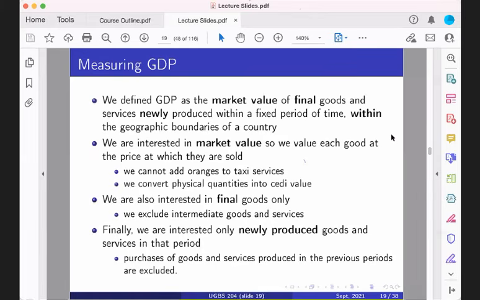Okay, so intermediate goods. Intermediate goods are goods that you need to be able to produce a final good. So let me give an example. Assuming I want to make bread.